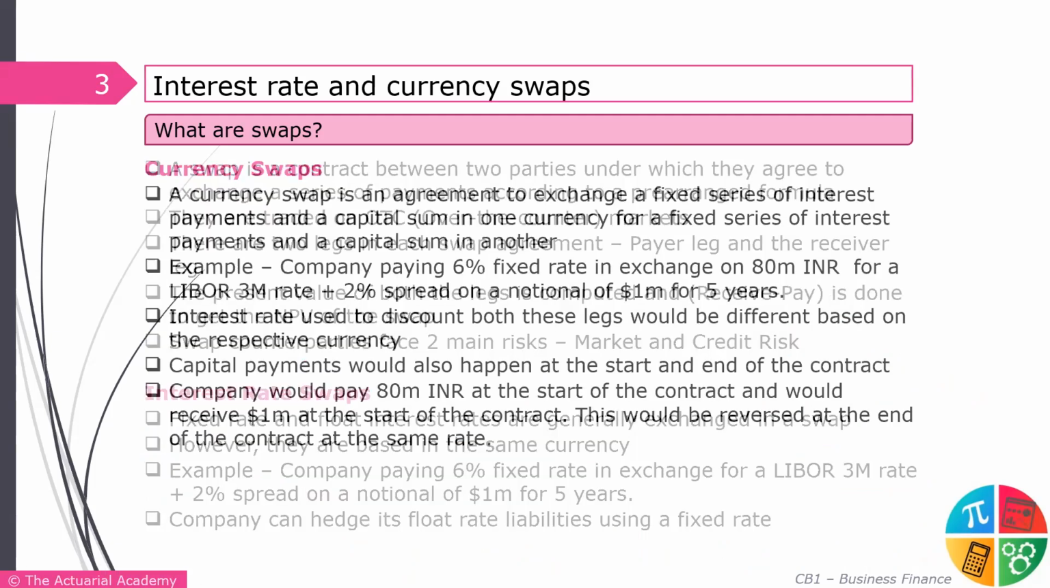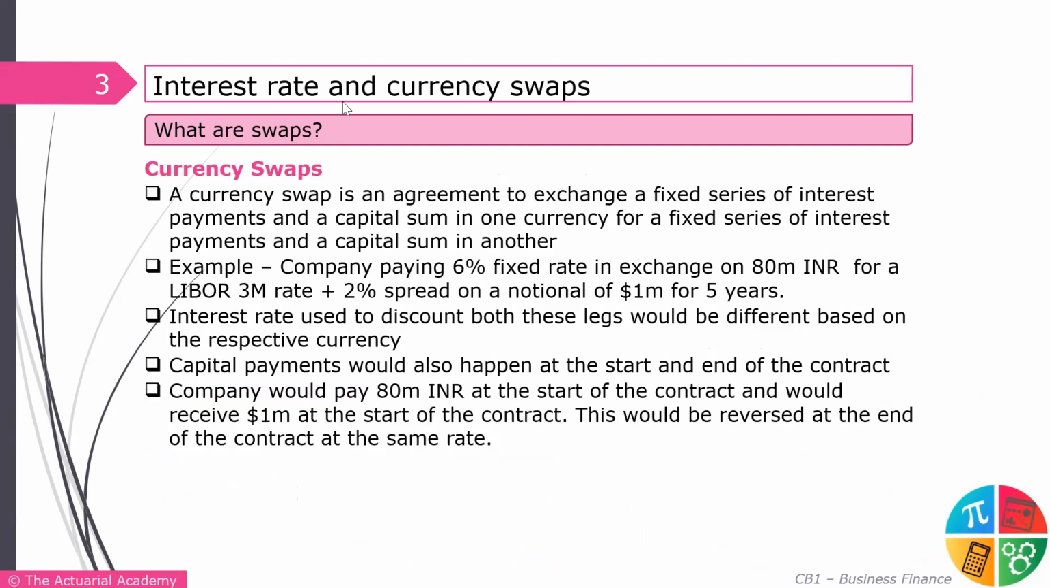I'll move on. Moving on to currency swaps. Currency swaps is almost the same as interest rate swaps. However, the main difference is that the currency for both the notional payments is completely different. Okay, the currency is different altogether. So here in this example, 6% fixed rate on 80 million INR. 80 million INR is 8 crore.